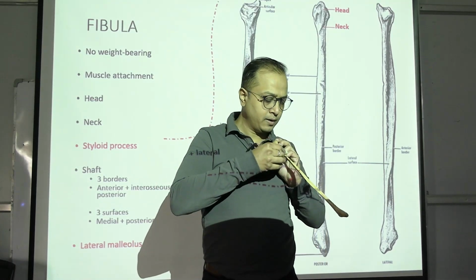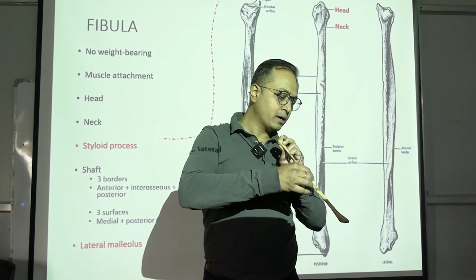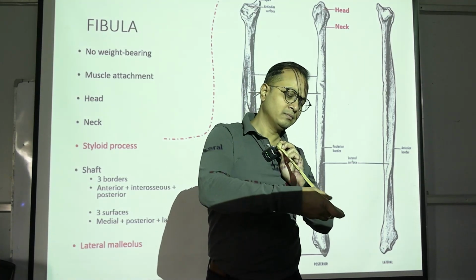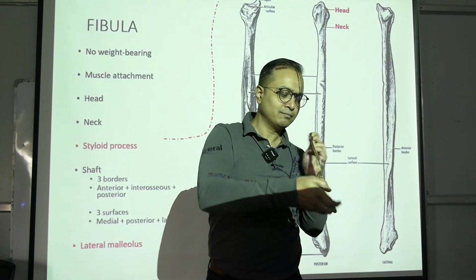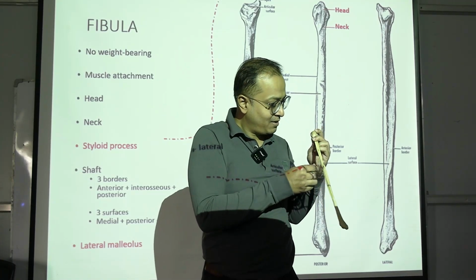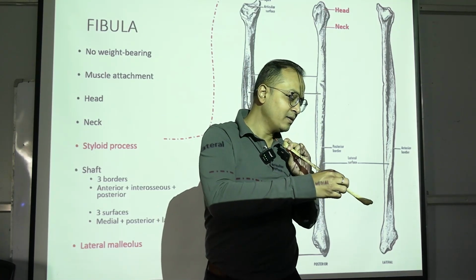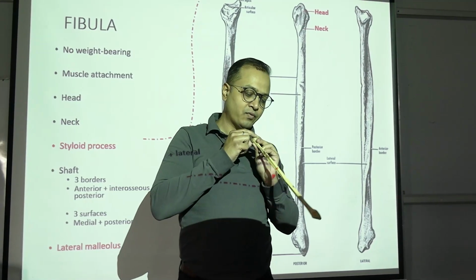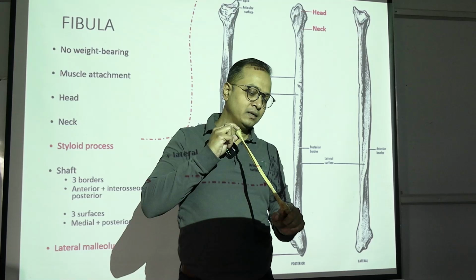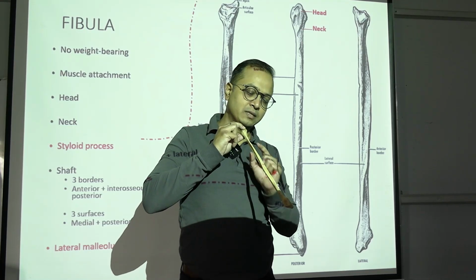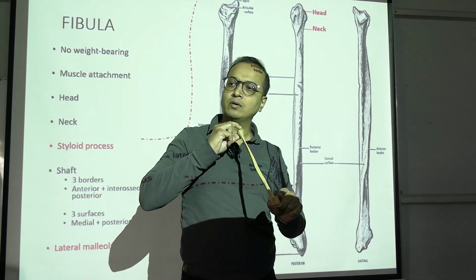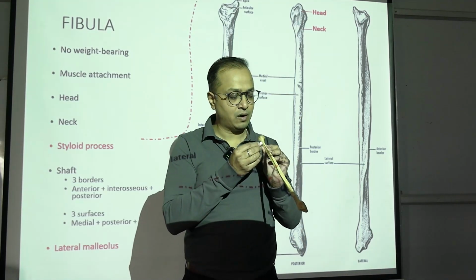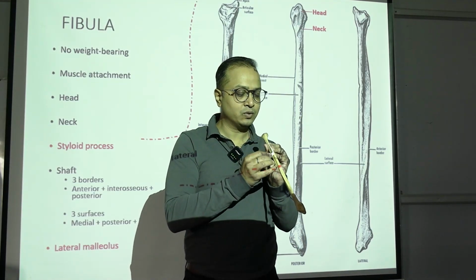So this border is the anterior border, which I am marking with this blue or green. I am a little color blind, do not worry about it. The green line ends towards the lateral malleolus, starting anteriorly and curving back posteriorly, ending on the lateral malleolus. This we call the anterior border. Medial to that we have another sharp border, which we call the interosseous border.